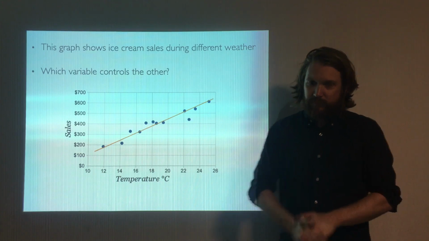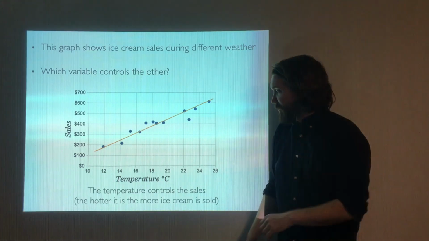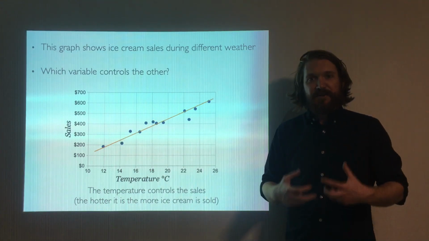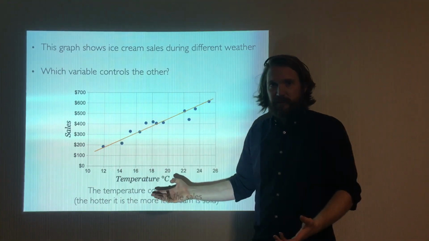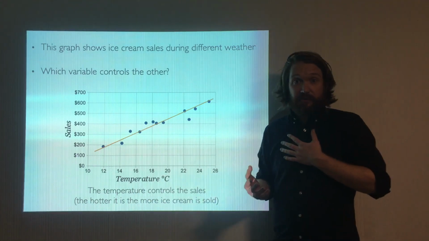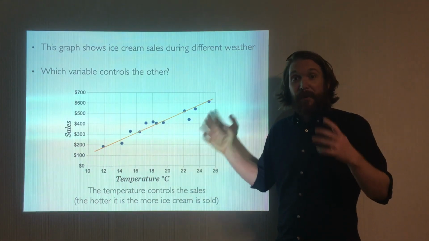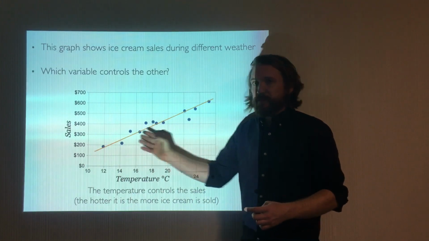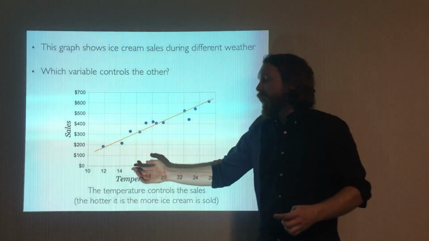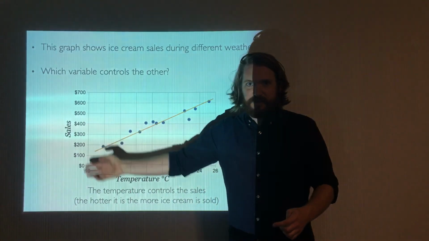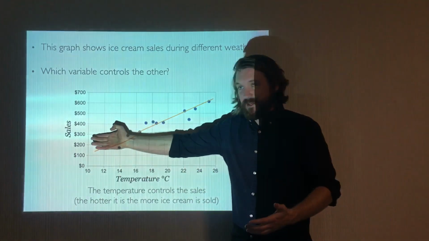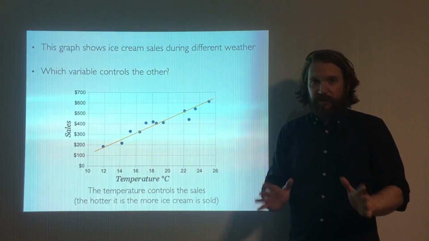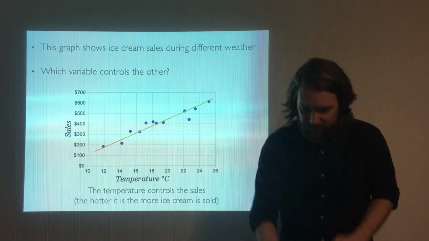All right, you good? Well, hopefully you came to the conclusion that the temperature controls how much money you make. This makes sense. First of all, we can't control the temperature, which is a good place to start. But the temperature is going to determine how much money you make. The hotter it is, the more ice cream you're going to sell. The amount of ice cream that you sell does not determine how hot it is outside. Again, I wish we had these superpowers, but not quite yet.